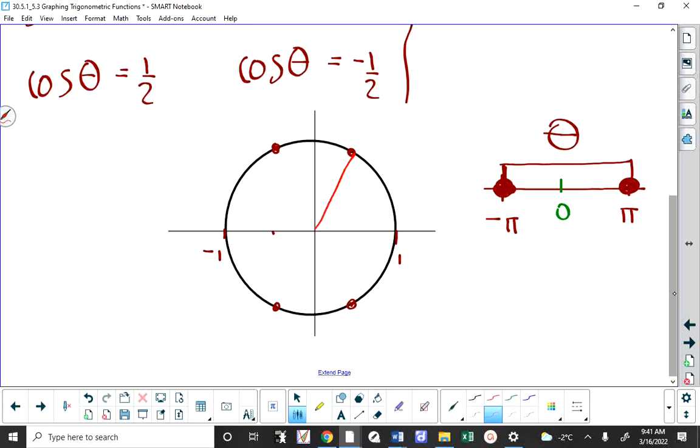Well, pi over 3 does. So theta equals pi over 3. It's going to get a little messy because I'm putting all 4 on one picture. If I drew them all separately, it would be a little easier. 2 pi over 3 does.